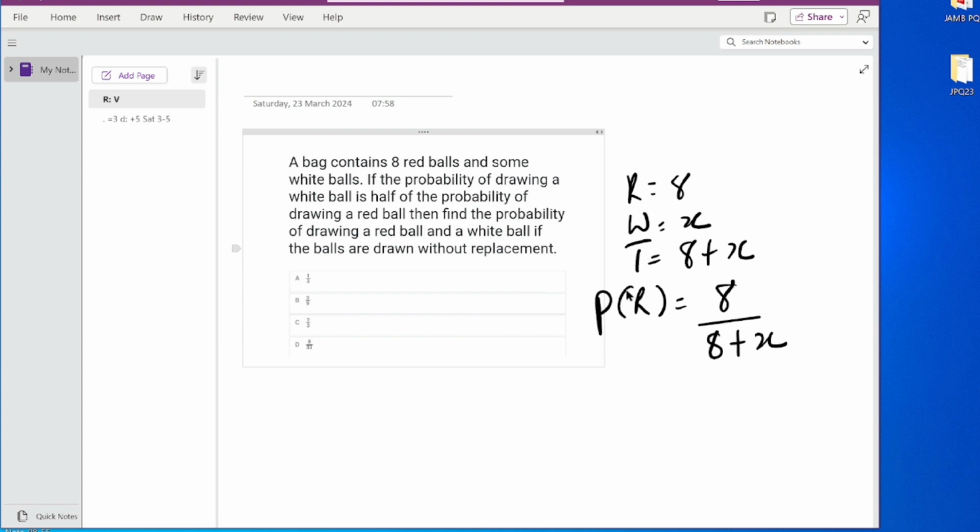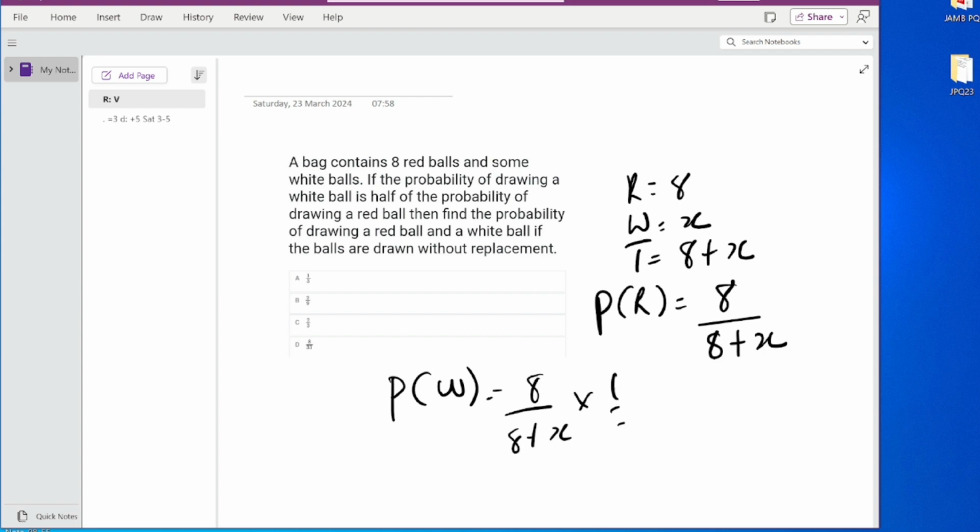It also says the probability of drawing a white ball is half of the probability of drawing a red ball. So the probability of drawing a red ball is 8 over 8 plus X. Half of it is the probability of drawing a white ball. That would be 8 over 8 plus X times half, which is 4 over 8 plus X. That's the probability of drawing a white ball.